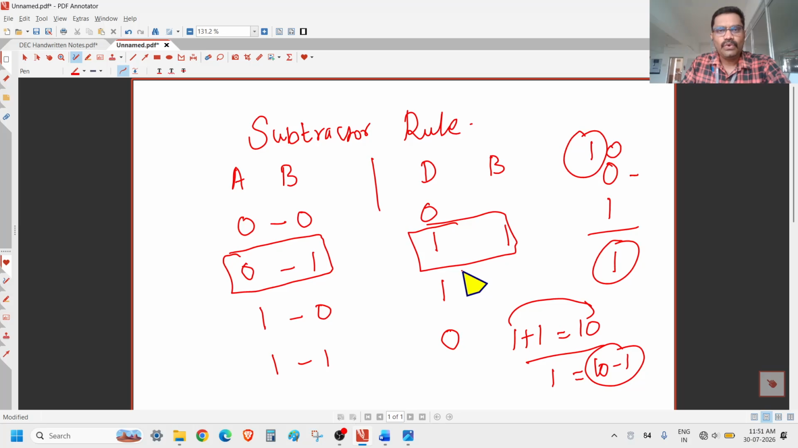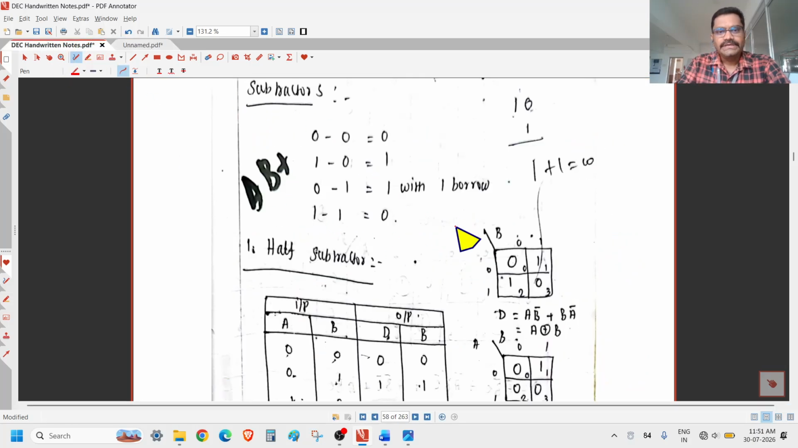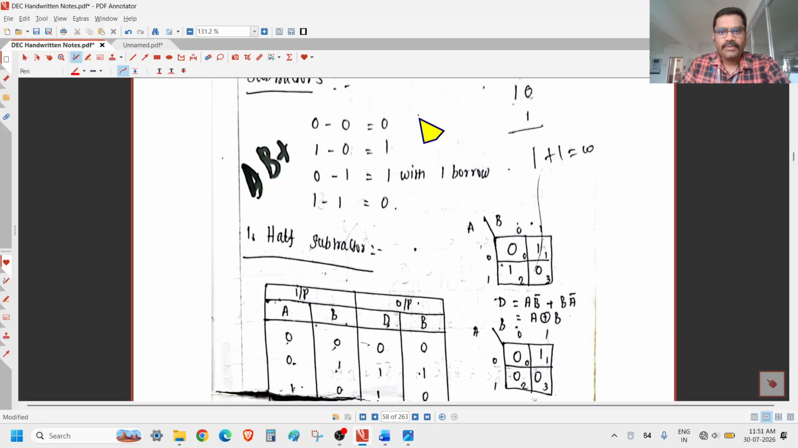With the help of this rule only we are going to design the half subtractor and full subtractor. See here, the same thing. These are the subtraction rules: 0 minus 0 is equal to 0, 1 minus 0 is equal to 1, and 0 minus 1 is equal to 1 but with borrow 1, and 1 minus 1 is equal to 0.